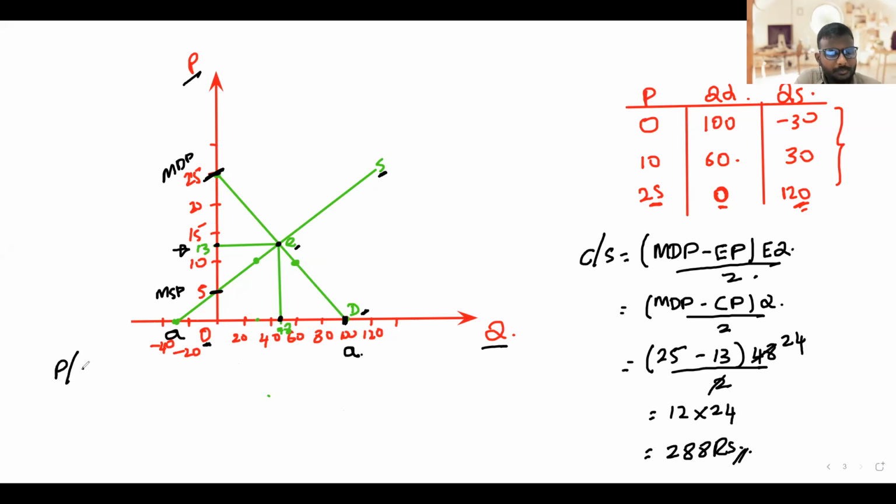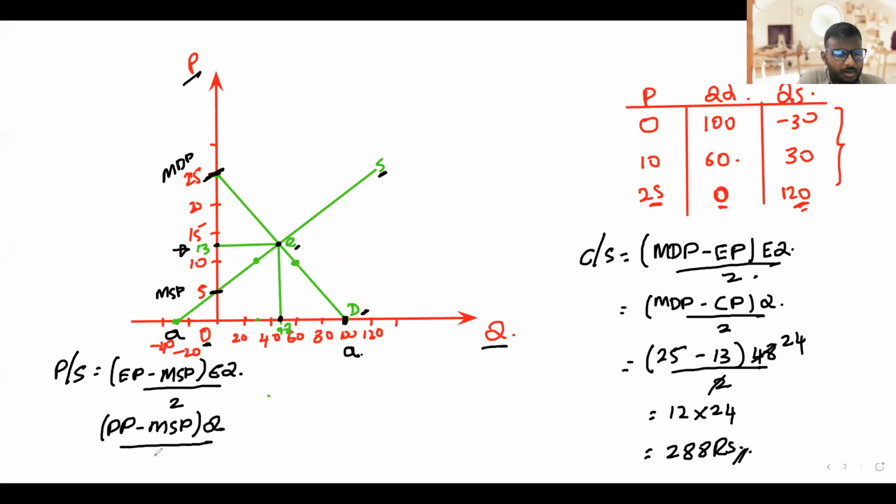And then to find producer surplus, since it's at the equilibrium, you can write down equilibrium price minus minimum supply price, into equilibrium quantity over 2. Or else you can write down producer price minus minimum supply price, into the quantity the producer sold, over 2. So it's at equilibrium now.